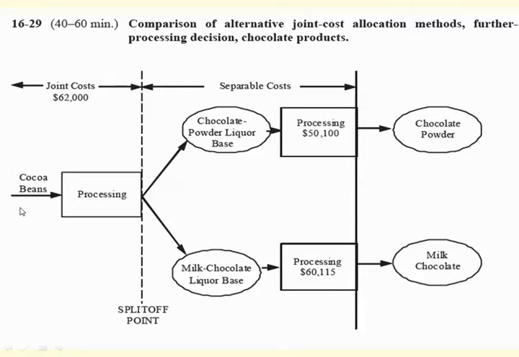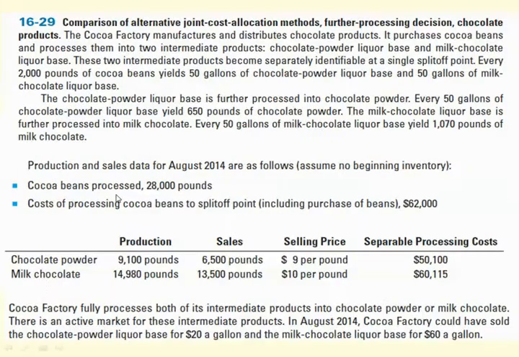Here the amount of cocoa beans is 28,000 pounds, which are processed and result in 700 gallons of chocolate powder liquor base and 700 gallons of milk chocolate liquor base. Then the 700 gallons are further processed and result in chocolate powder 9,100 pounds and milk chocolate 14,980 pounds.